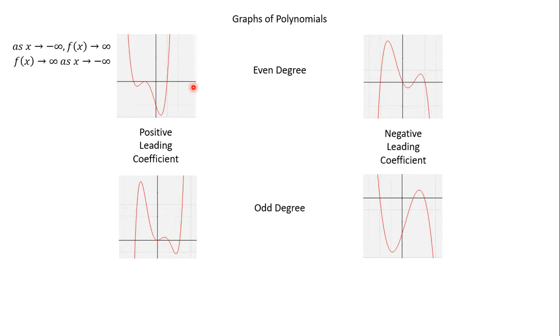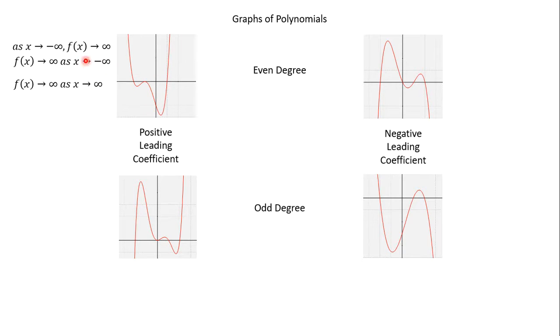Well, what about when x goes to positive infinity? f of x still gets really big, so it's also going to positive infinity. So as x goes to positive infinity, f of x goes to positive infinity. So we have these two statements right here: f of x goes to infinity as x goes to negative infinity, and f of x goes to infinity as x goes to infinity. That's describing the end behavior for this graph.